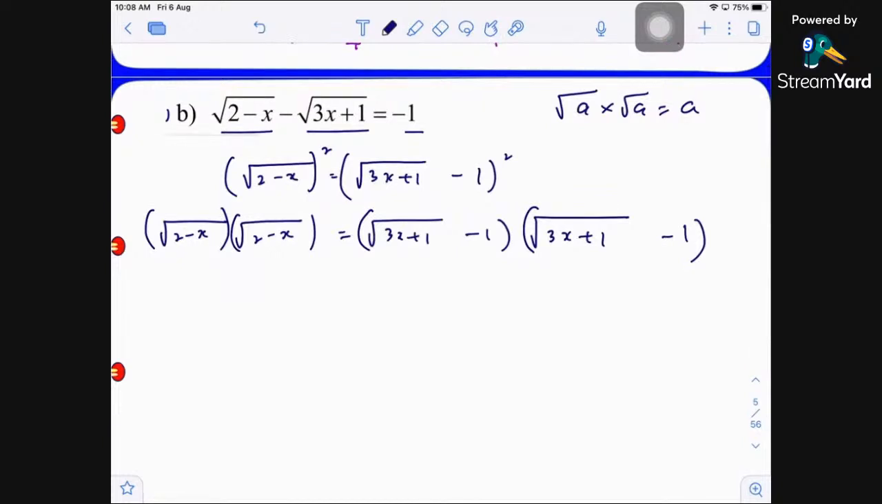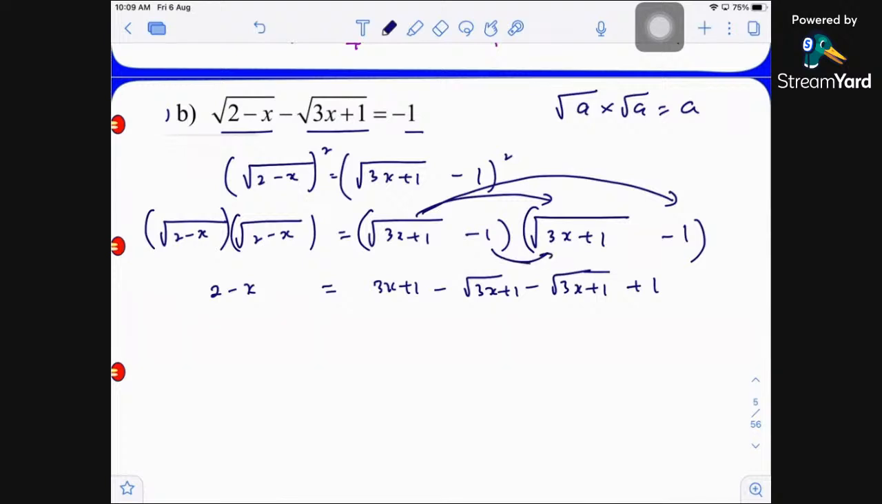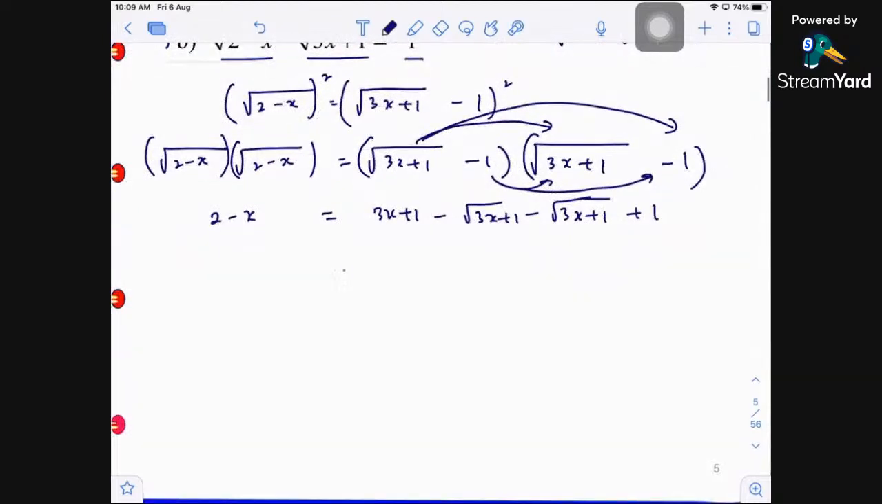The answer has to be a. So here it is just square root a times square root a, which is straight away going to give me 2 minus x. But remember, this is not square root a times square root a. This is square root a minus b, and then square root a minus b. So here you have to expand this one times this one. So here you're going to get 3x plus 1 minus square root 3x plus 1 minus square root 3x plus 1, plus 1. I hope you all know how I get that. I expand the thing. Use your crab multiplication to expand, cara ketam.